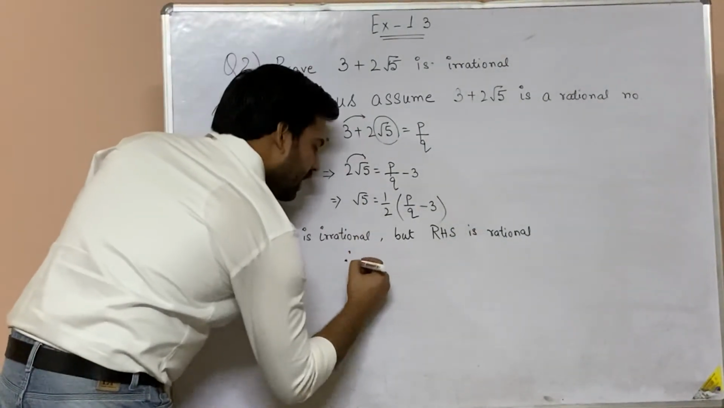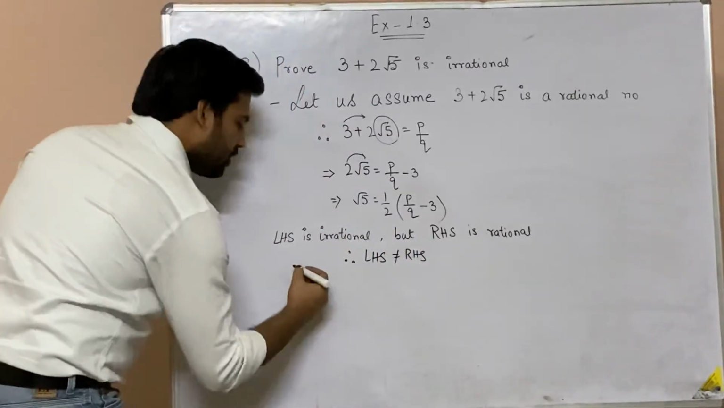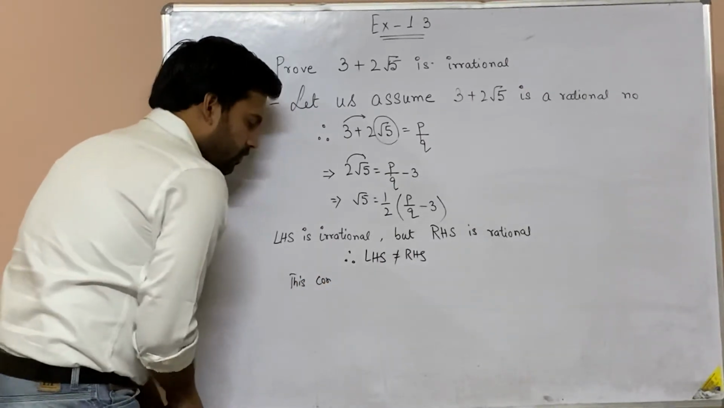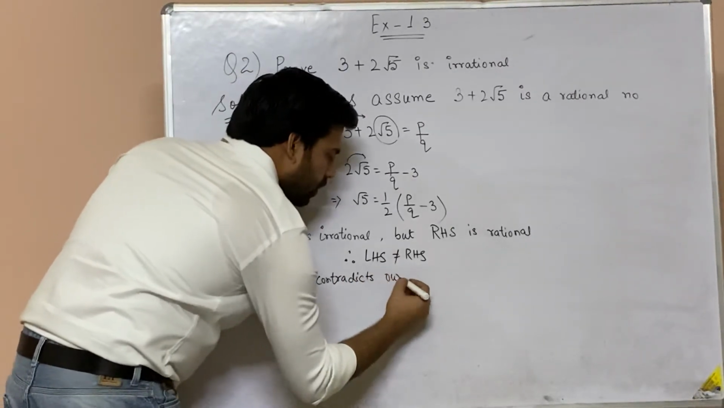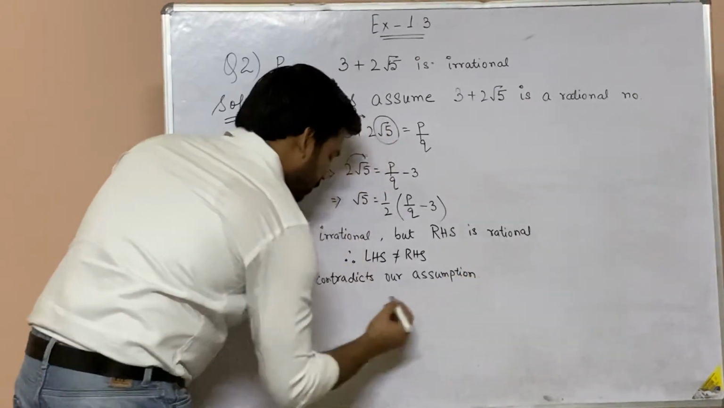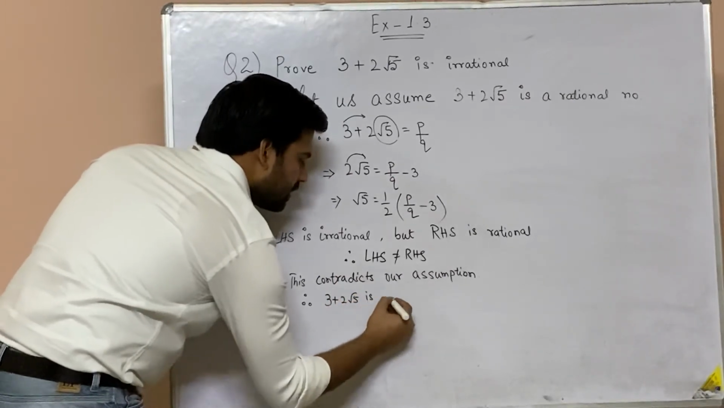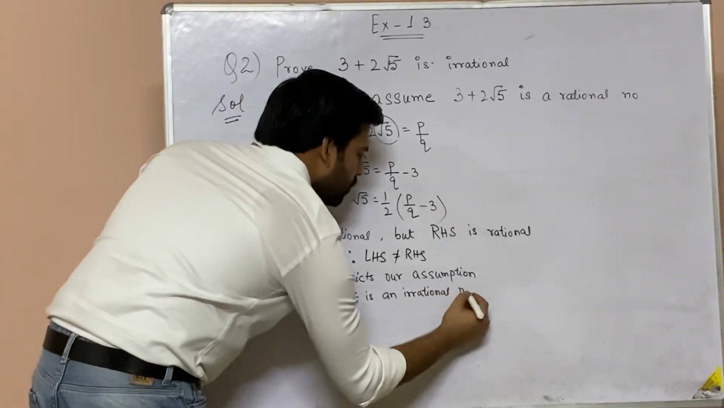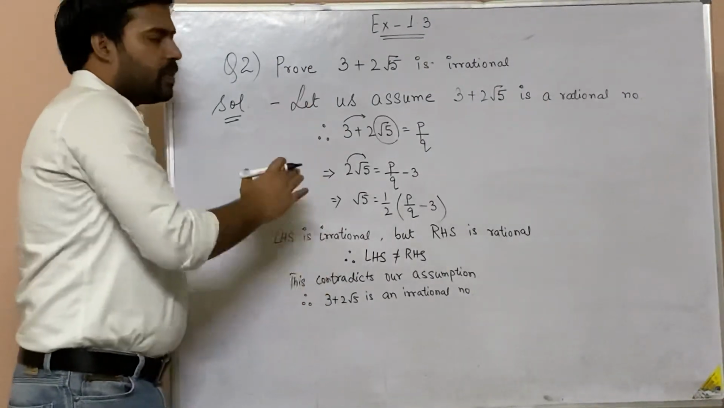So therefore, LHS is not equal to RHS, and then once again you will write down that this contradicts our assumption. Therefore, 3 plus 2 root 5 is an irrational number. Clear? So this should be the way to solve the question.